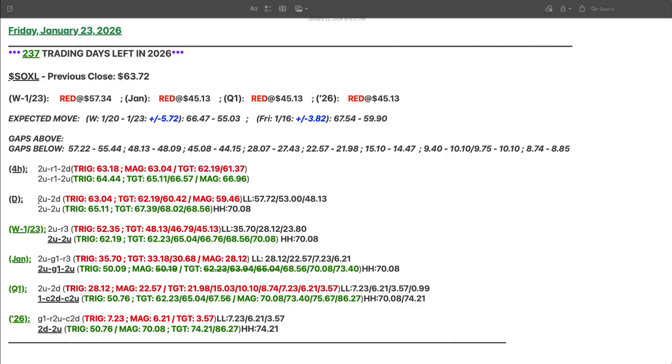All right. On the day chart, if we go to the downside, that gives us a 2 up, 2 down, triggering at 63.04. Magnitude for that move is 59.46. But again, we're in an uptrend on the 4 hour, on the day, on the week, on the month, on the quarter, on the year.